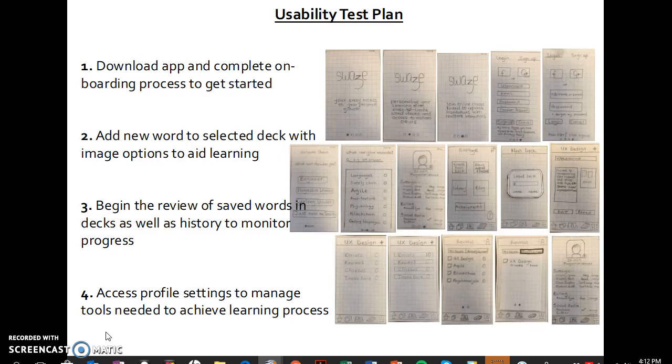Having developed wireframes and transformed them into low fidelity prototypes, I planned a usability test. There were four tasks that I focused on, to see how Sean interacts with it. The first involved downloading the app and completing the onboarding process. The second was adding new words to selected decks to aid learning. The third was saving flashcards in decks, and the fourth was accessing the profile to edit the tools that are required for the learning process.